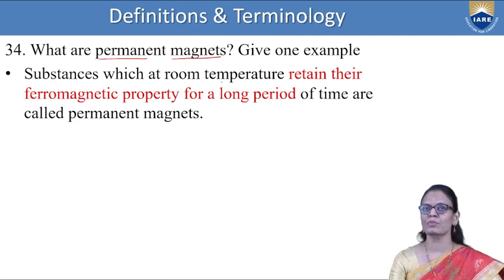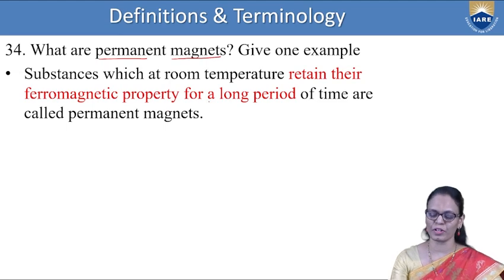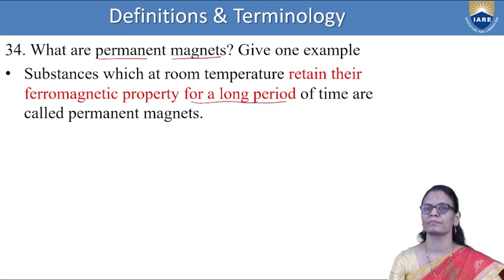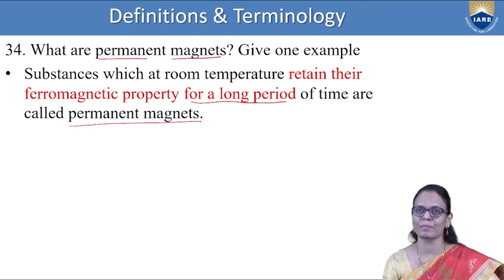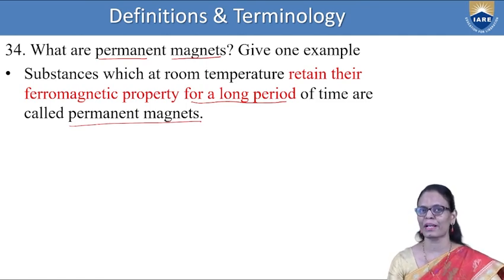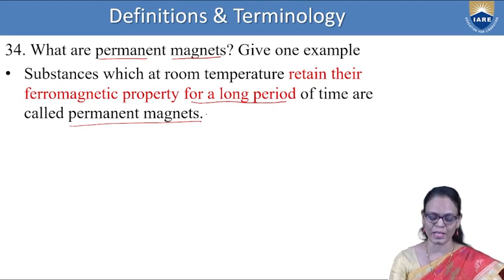Substances which at room temperature retain their ferromagnetic property for a very long time are called permanent magnets. If you are taking a ferromagnetic material, for example, and you magnetize it, and it can retain its magnetism or its magnetic property for a longer period of time, then you call them permanent magnets.